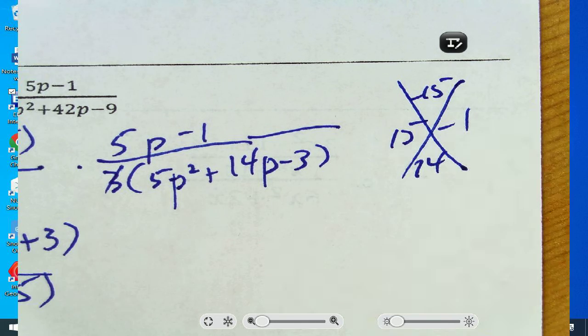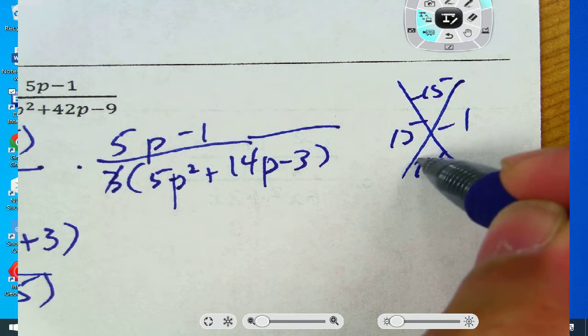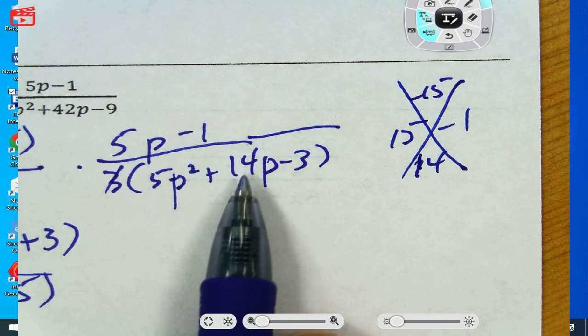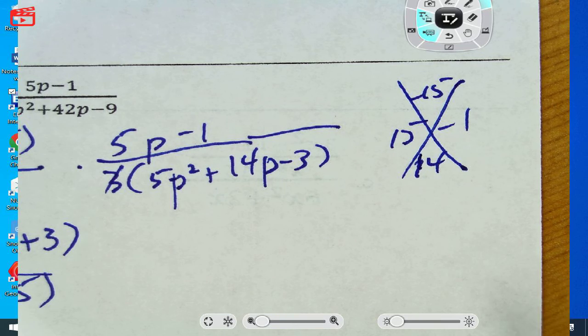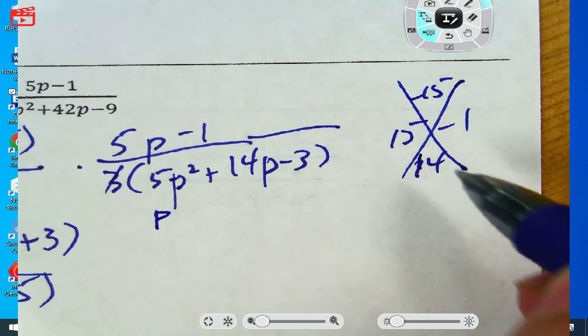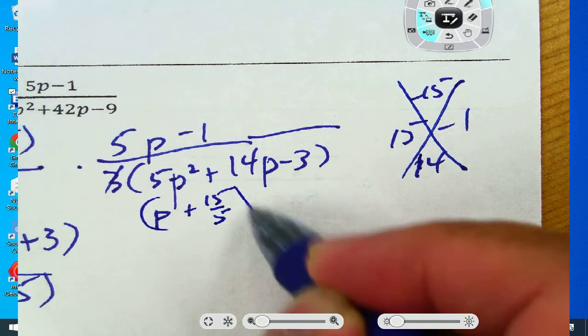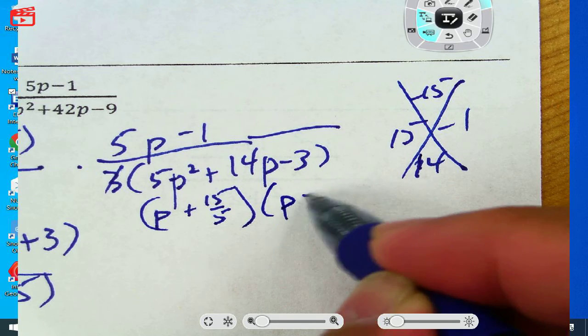Alright, so now, wait, what does it say on the bottom? 24 or 74? 14. Oh. It's the middle number. Alright, so using the Lizzie method, that turns into p plus 15 over 5 and p minus 1 over 5.